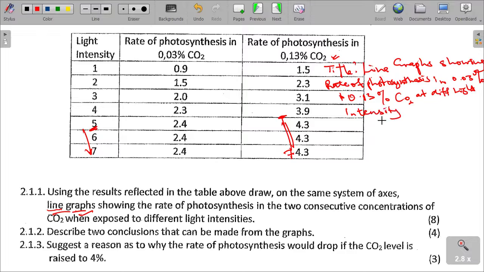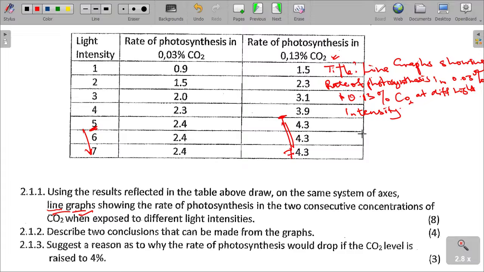So in any case, when you are drawing a graph, there should always be a caption. The title must be there. Line graphs. There are two line graphs. So I'm saying line graphs showing rate of photosynthesis in 0.0%, 0.03%, and 0.13% carbon dioxide at different light intensity. Therefore, that is it. And then we are supposed to understand that our graph must be what?